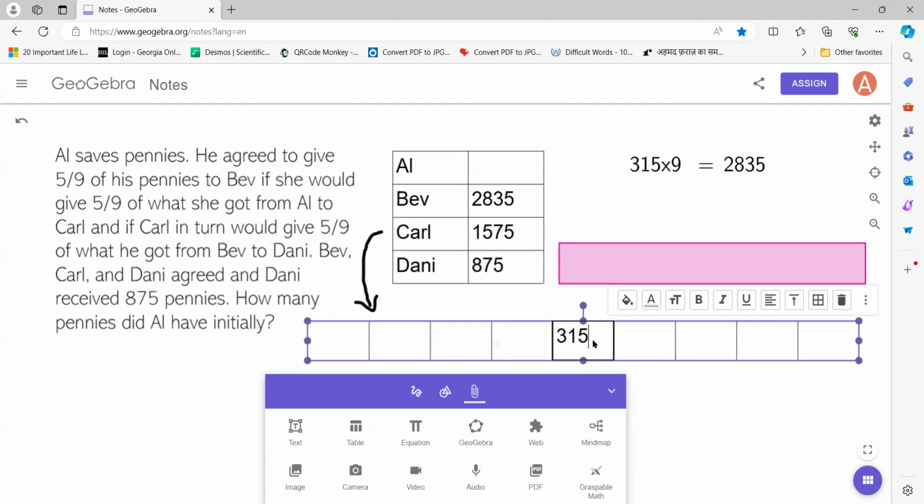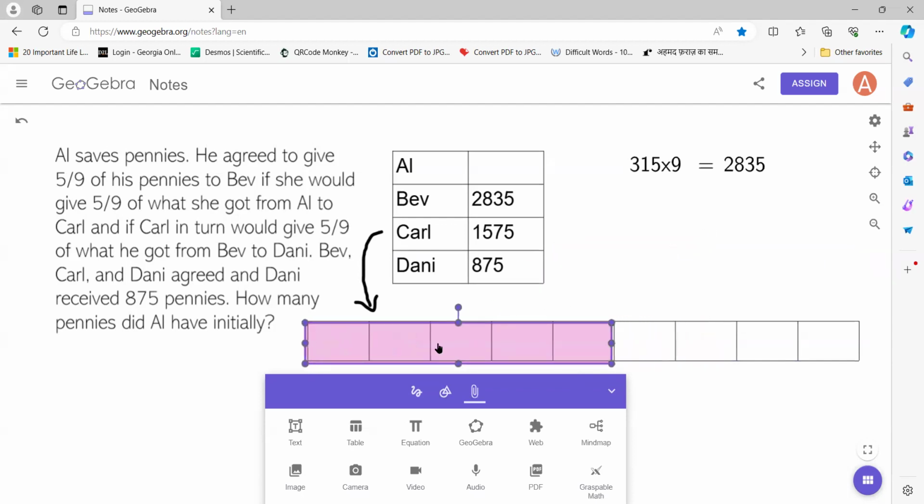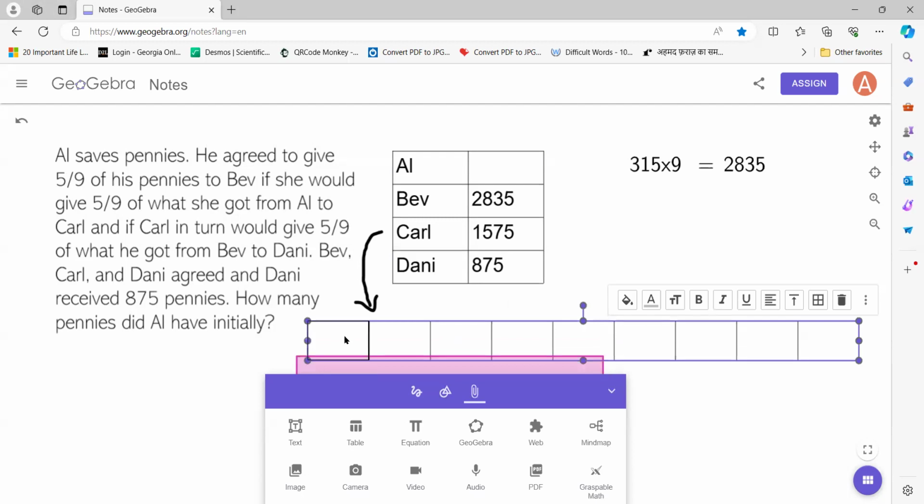Let's say this whole strip now represents Al's money. And this is the part that Al gave Bev. And this part, the pink part, must represent 2,835. So I'm going to take 2,835 and divide it by 5 like before. And I'm getting 567. So each cell is 567. I'm going to write a few more 567.